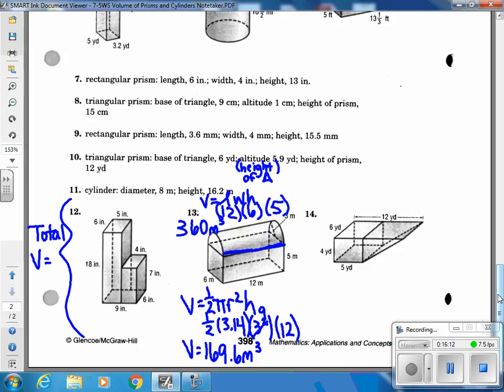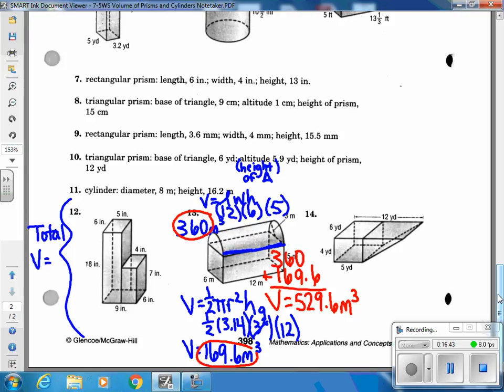Right? So now that we have our individual pieces, we're just going to add the two together. You're going to add 360 and 169.6. So 360 plus 169.6 is going to give us a total volume for this shape of 529.6 meters cubed. Right? So when you go to do numbers 12 and 14, this is what you're going to have to do. You're going to have to do two separate shapes first and add their volumes together, right? Just like we did with composite figures.